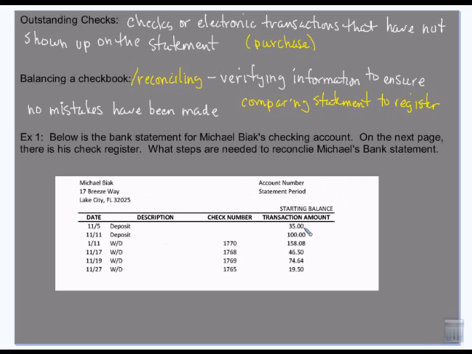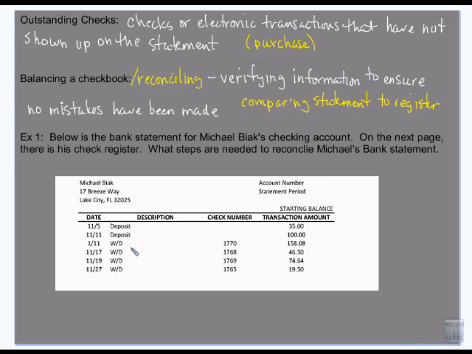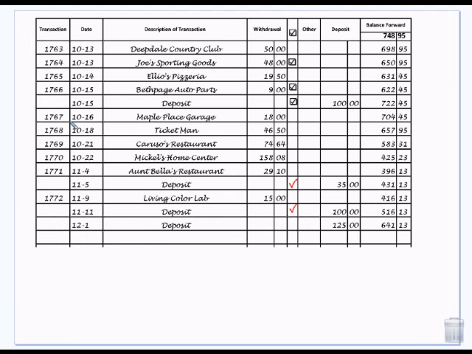I have a deposit for $100. Check mark. I have a withdrawal, which is check number 1770 for $158.08. So 1770, $158.08, and I don't just check that, oh, here's 1770 and check it. I check that the amounts match.